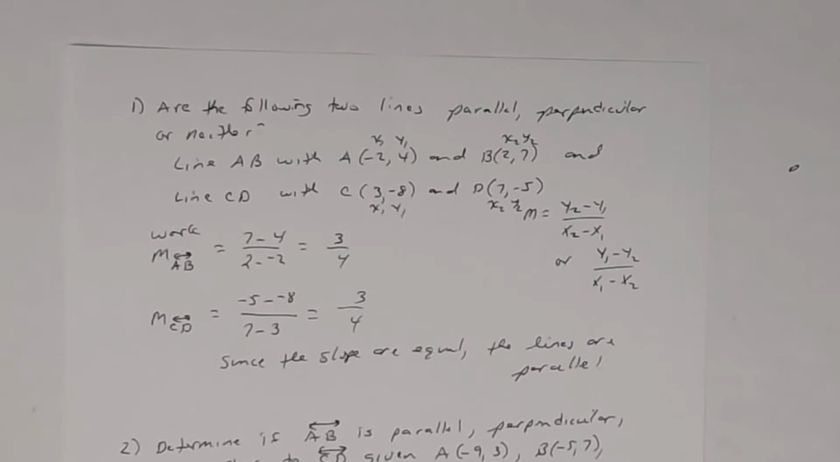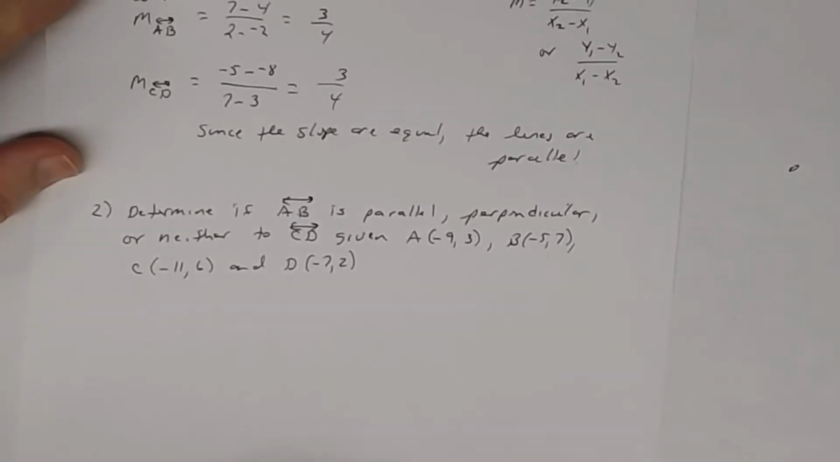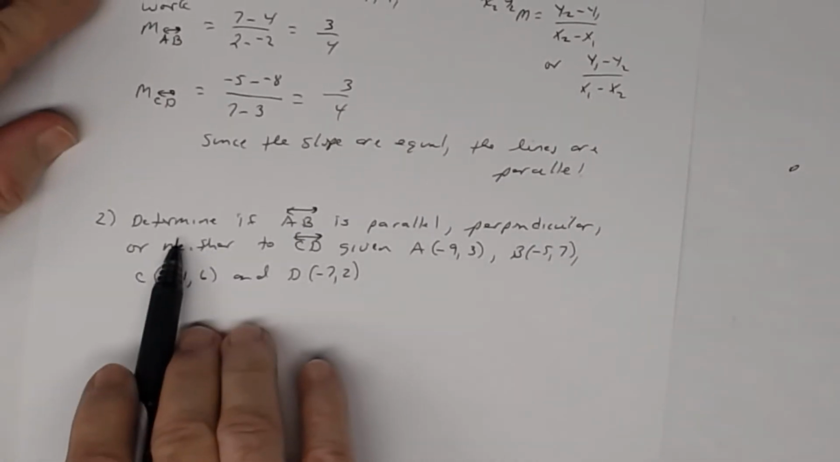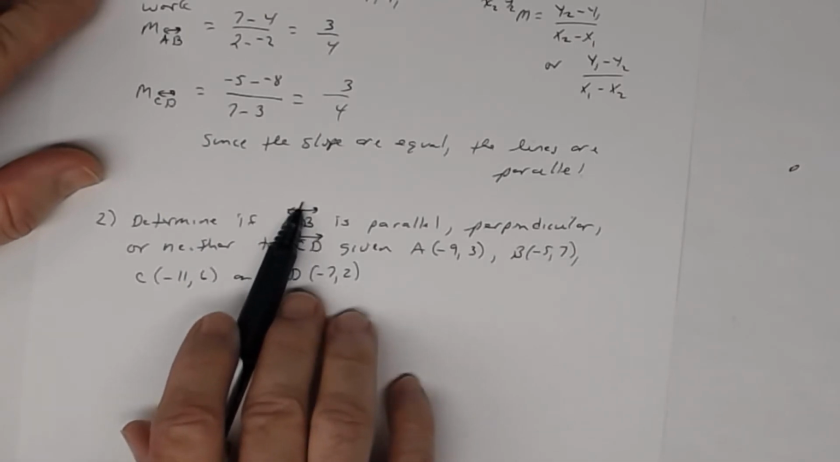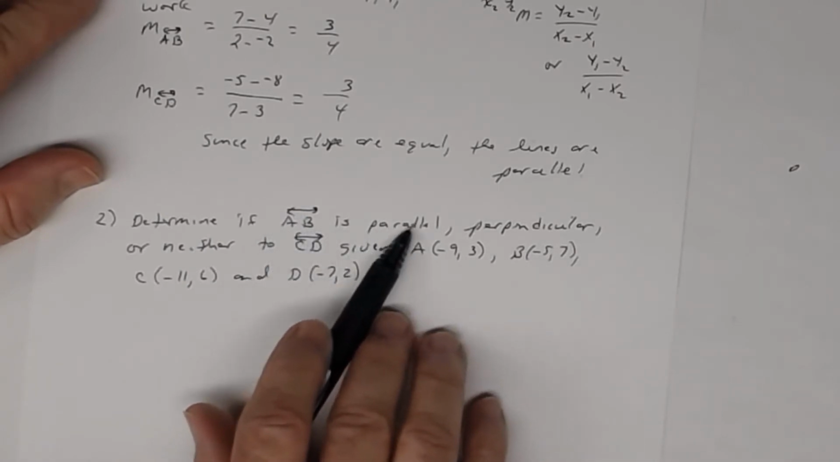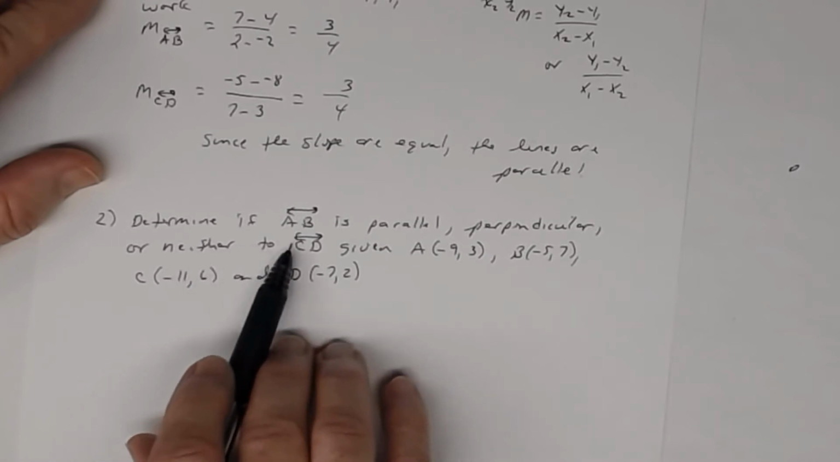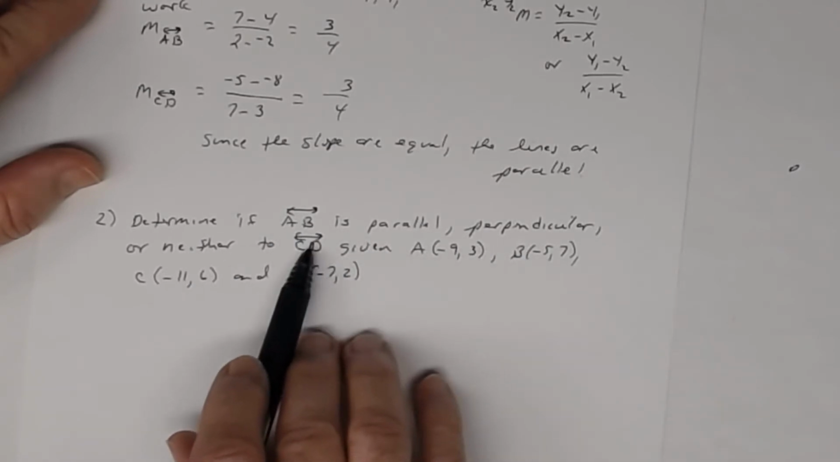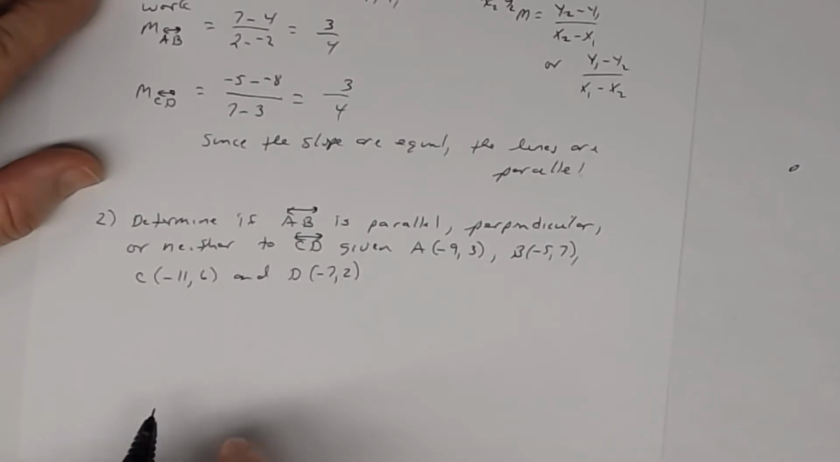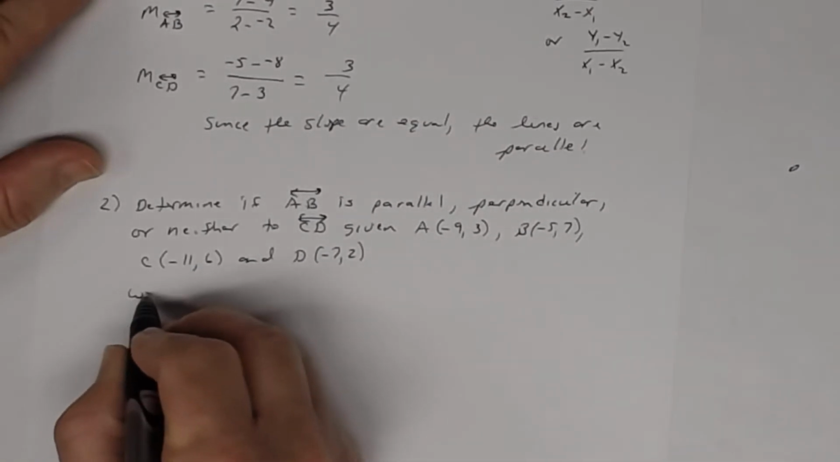All right, let's do number 2. So number 2, it asks you this. It says, determine if line AB, remember this means line AB, is parallel, perpendicular, or neither to line CD. And so AB contains the points A and B, and CD contains the points C and D. All right, so here's your work.